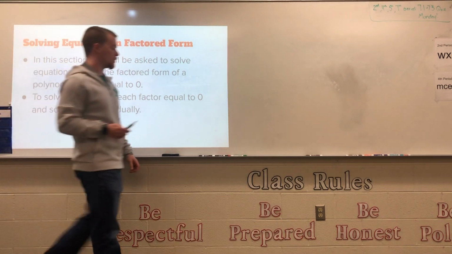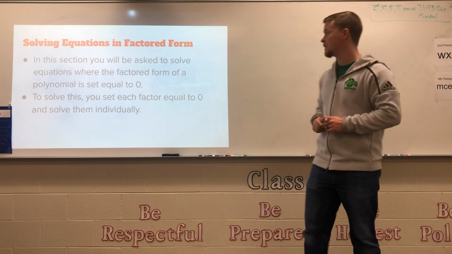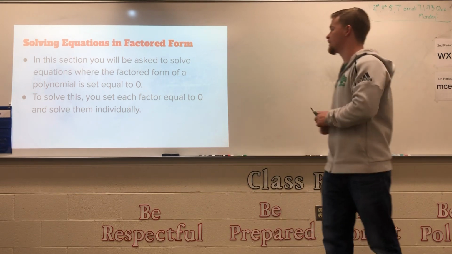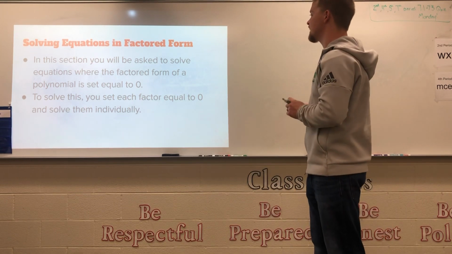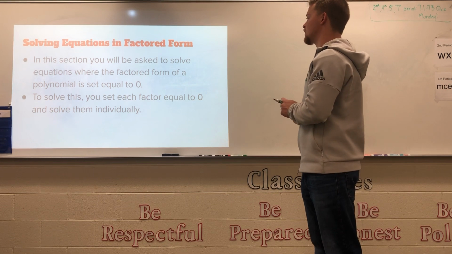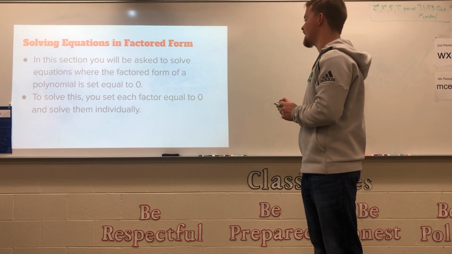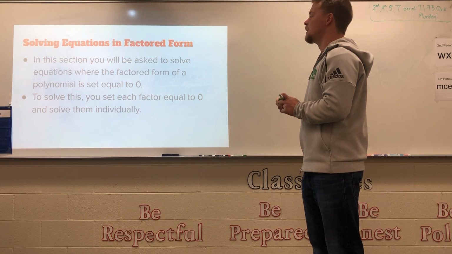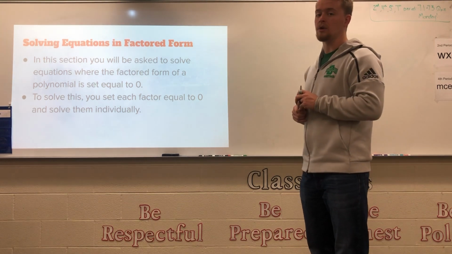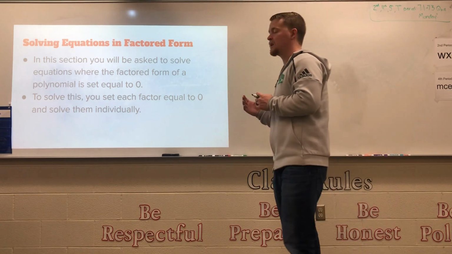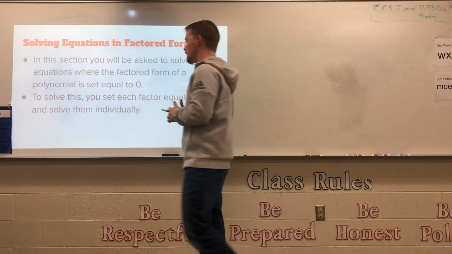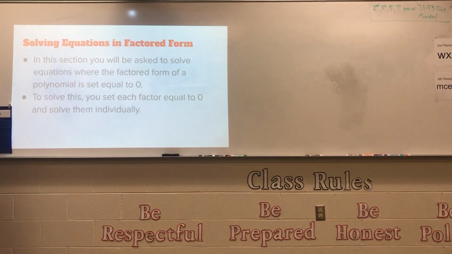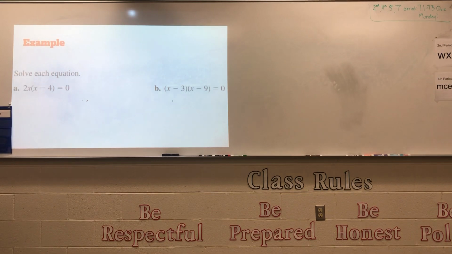So this is explaining what we'll be doing. It says in this section, you will be asked to solve equations where the factored form of a polynomial is set equal to 0. To solve this, you set each factor equal to 0 and solve individually. So depending on how many factors there are, you're going to set each one individually equal to 0 and solve for the variable involved. So let's look at some examples.